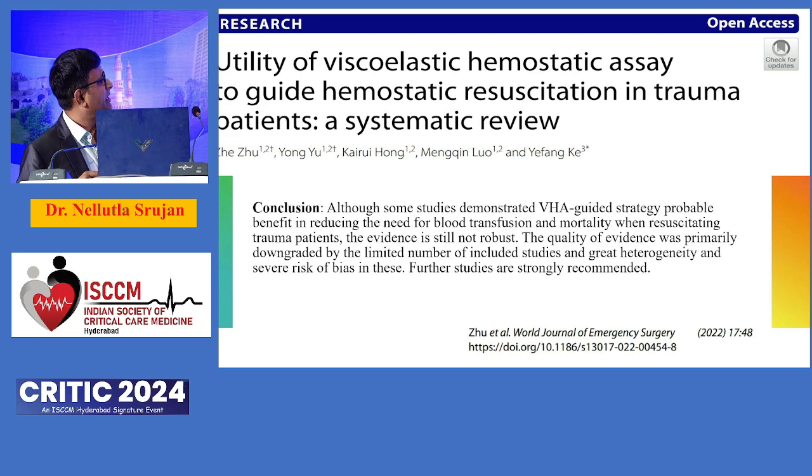Then a systematic review study was done to guide the hemostatic resuscitation in trauma patients. And here also, although some studies demonstrated VHA-guided strategy benefit in reducing the need for blood transfusion and mortalities, the evidence is still not robust. The quality of evidence was limited by the small number of such studies, and there was greater heterogeneity and severe risk of bias, and further studies are definitely recommended.